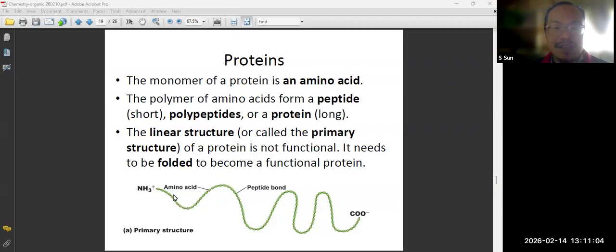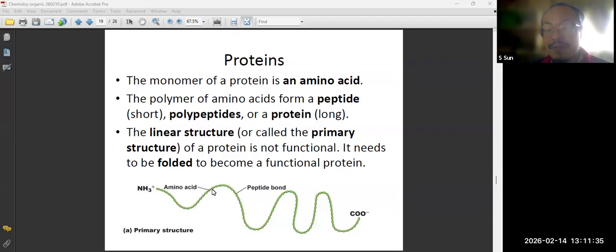A protein is a continuous string made by monomers, and each monomer is an amino acid. There are about 20 different types of amino acid, and the combination of those forms the protein. So now we know the monomer of the protein is amino acid. Two amino acids bind together, and then three, and then four.